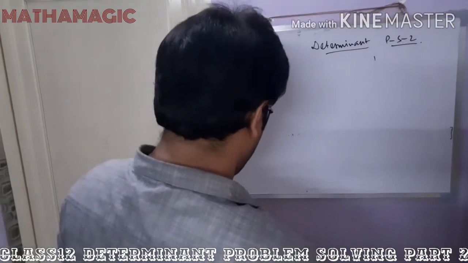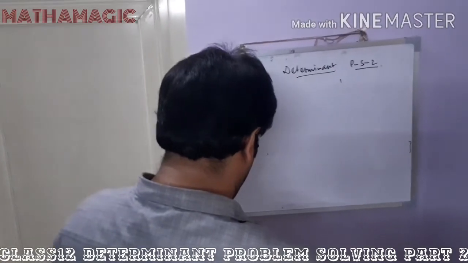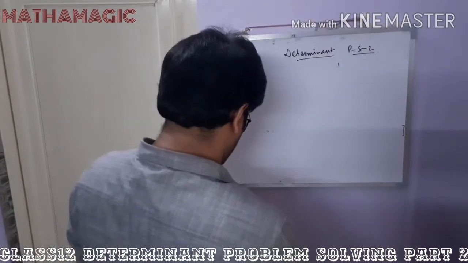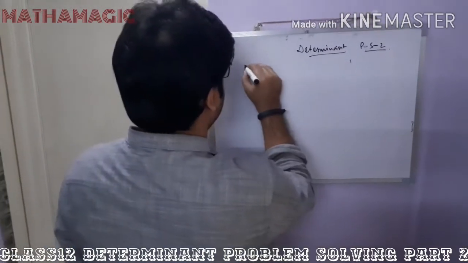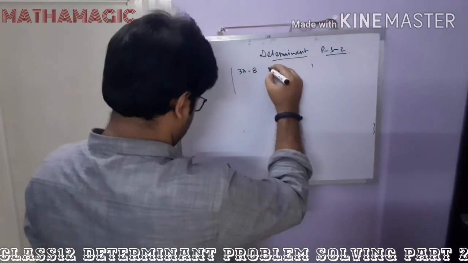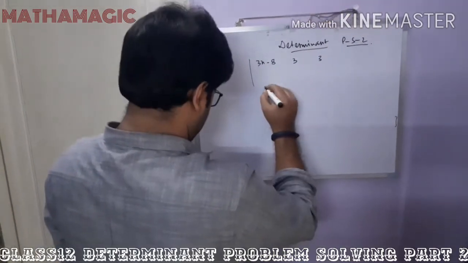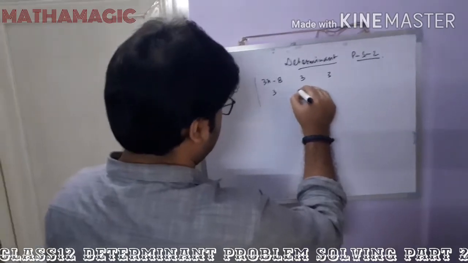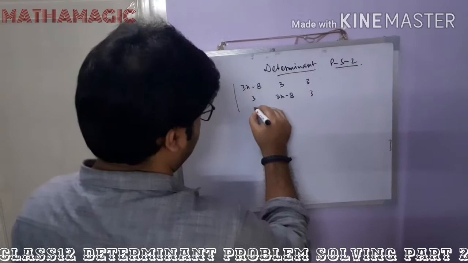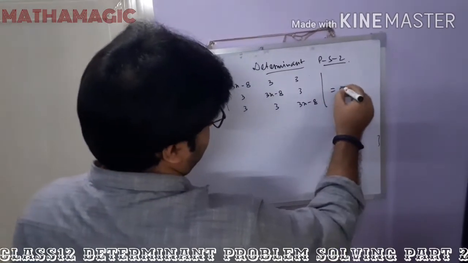So in the second problem we will solve a different question. Question number 2, it is stated that the determinant 3x minus 8, 3, 3, 3, 3x minus 8, 3, 3, 3, 3x minus 8 equals 0.